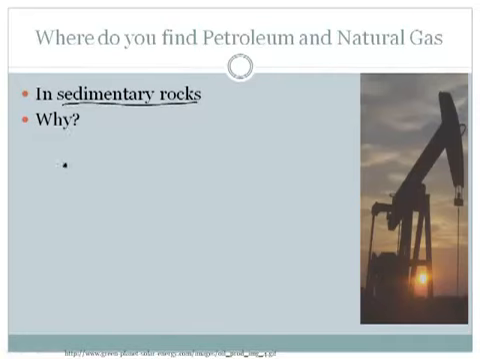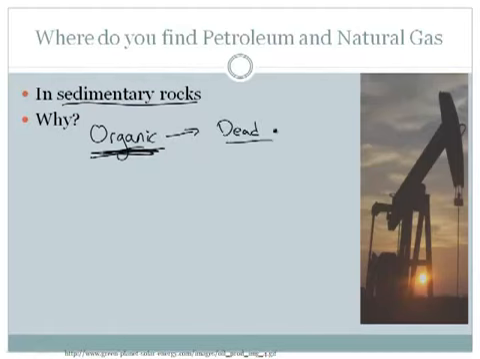Now, why is that? Well, it's because if you think about it, they're organic. Petroleum is from organic things. What's that mean, organic? You probably think about healthy food and stuff like that. Well, in this sense, organic is basically dead things. Something that was once alive, and it died, usually plants, and those plants then eventually turned into oil and into natural gas. And so we'll talk about that process.